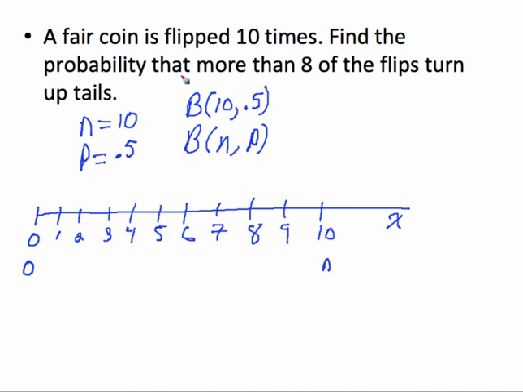And what they want here, find the probability that more than 8 of the flips turn up tails. So that's the probability of x being what? Greater than 8. Or you could write it in English, the probability of x being more than 8. If that makes more sense to you, do it that way.